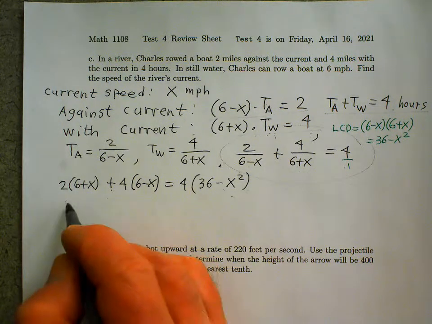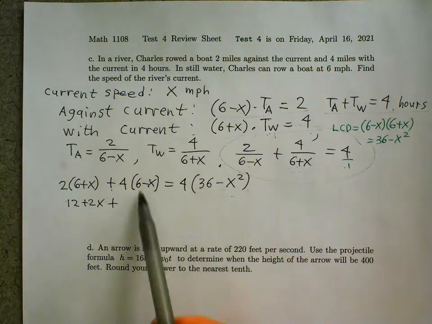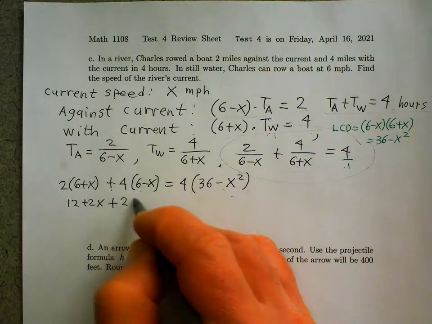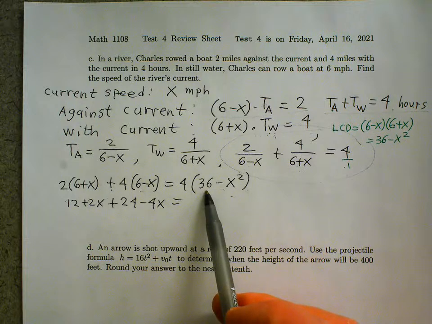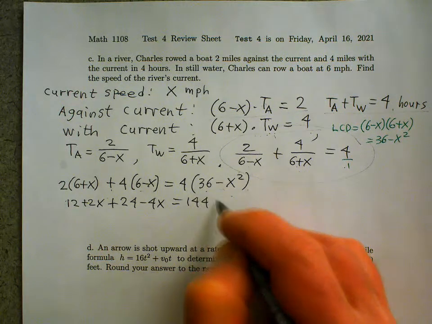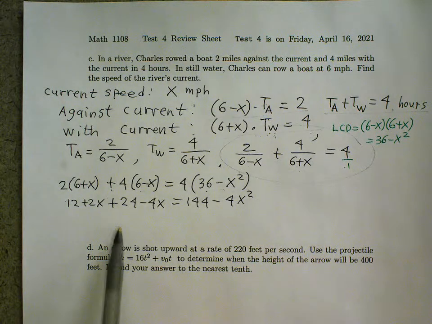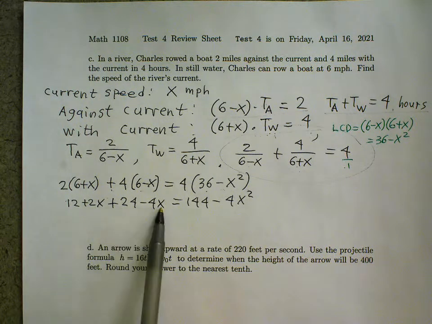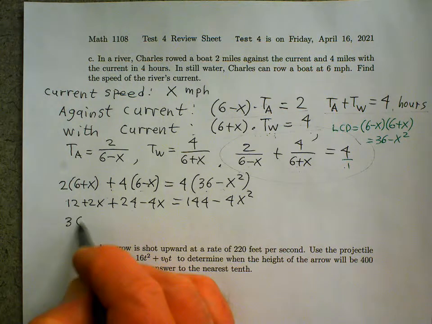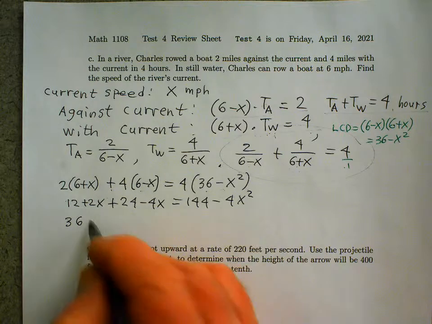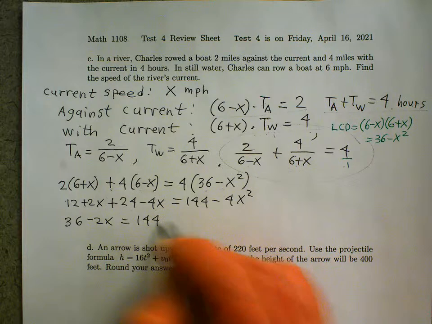2 times 6 plus x is 12 plus 2x. And then 4 times 6 minus x is plus 24 minus 4x. On the right-hand side, 4 times 36 is 144, and then minus 4x squared. So let's combine like terms on the left-hand side. 12 plus 24 is 36, plus 2x minus 4x is minus 2x, and that's equal to 144 minus 4x squared.